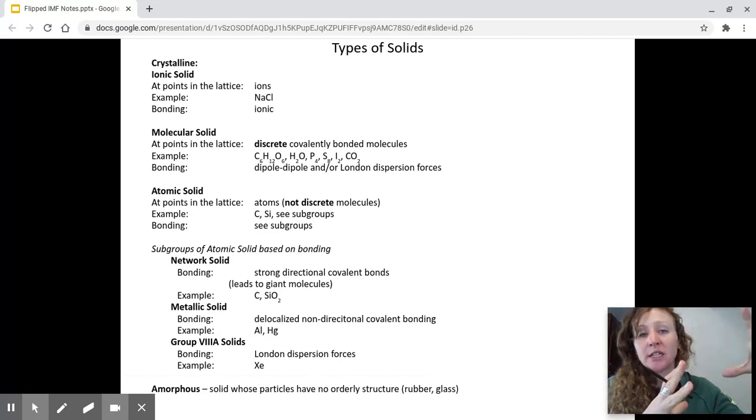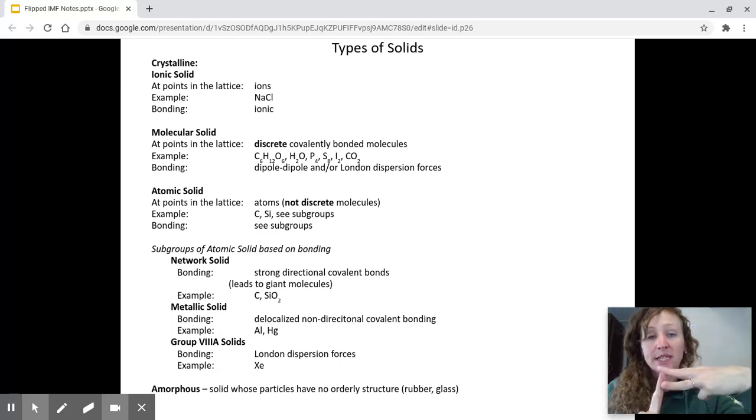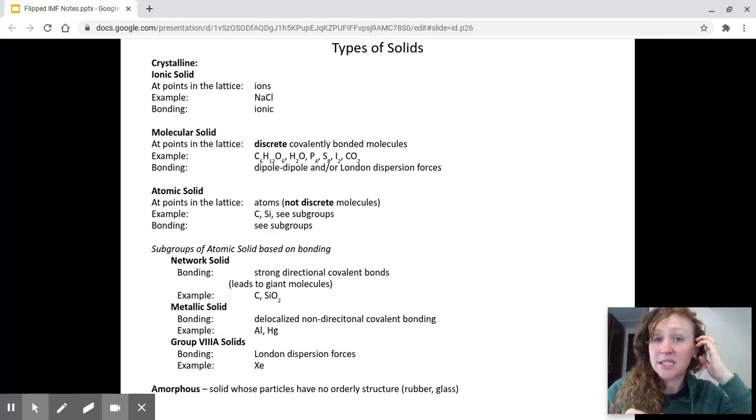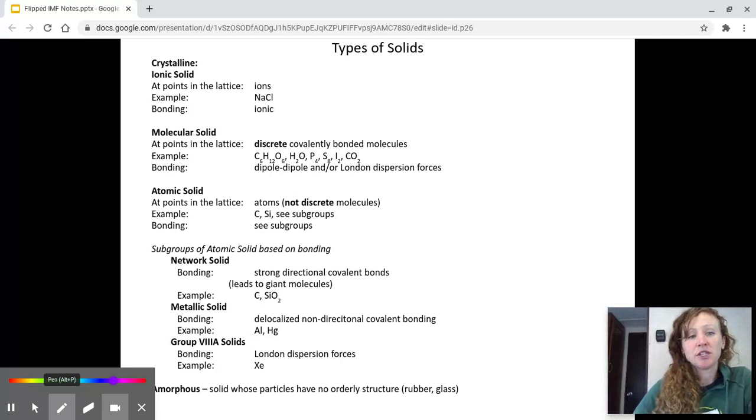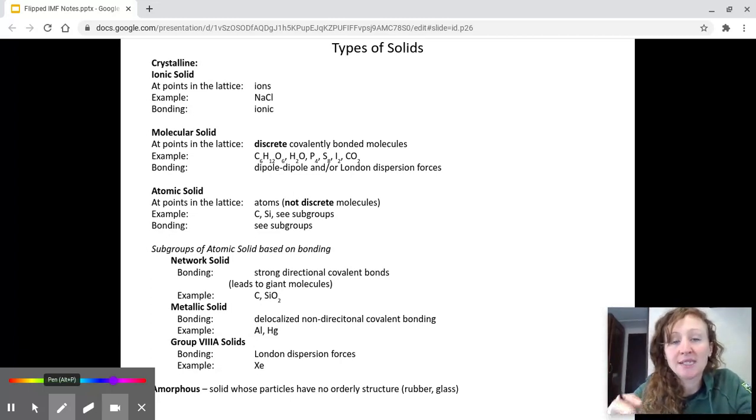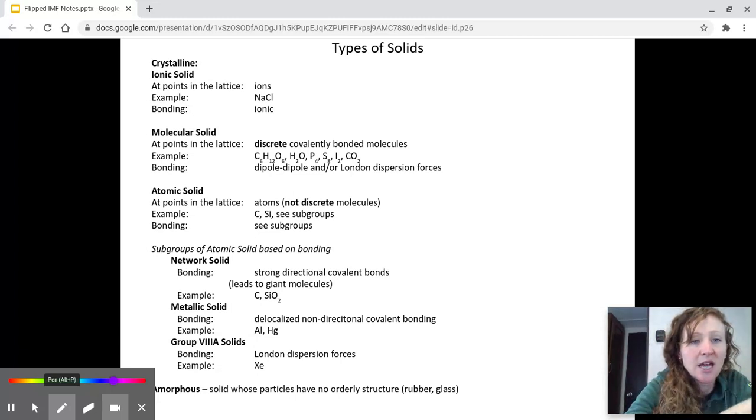We've talked about intermolecular forces and how they influence the phases, solids, liquids, and gases. Now we just want to spend a little bit of time talking about different types of solids. So this graph has a lot of information on it, but most of the information on it is examples. So let's break it down just a little bit. First of all, when we're looking at solids, there's really 3 types of solids. There's a crystalline ionic solid, there's a molecular solid, and there's an atomic solid.